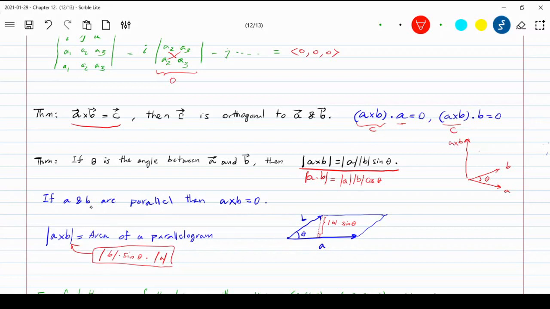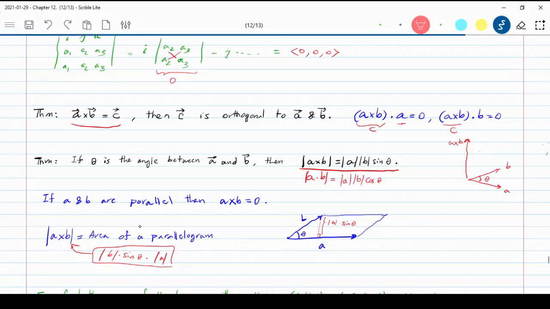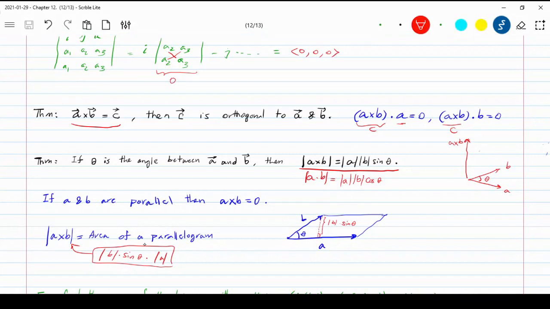So if you have two vectors and they create a parallelogram, then the area of that parallelogram is the magnitude of the cross product. This is a useful tool instead of calculating the angle and figuring out magnitude B sine theta. You can calculate the cross product and that will give you the area.